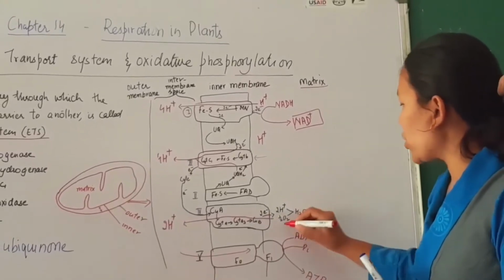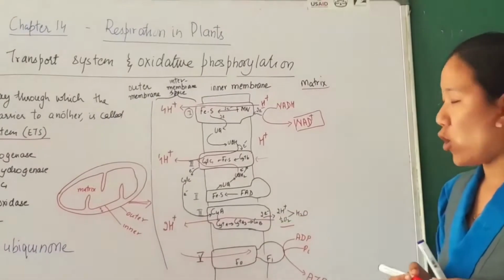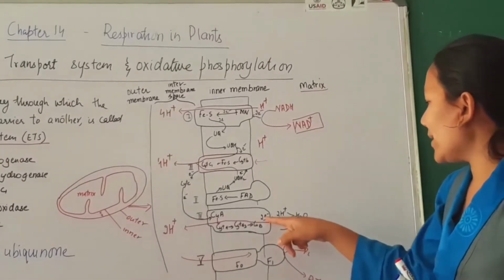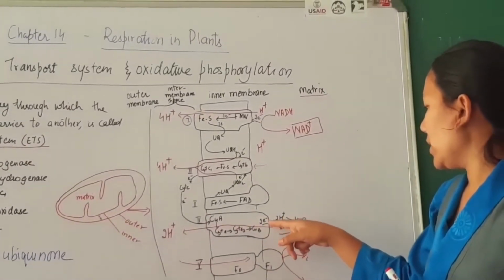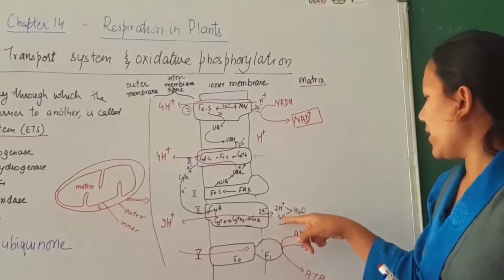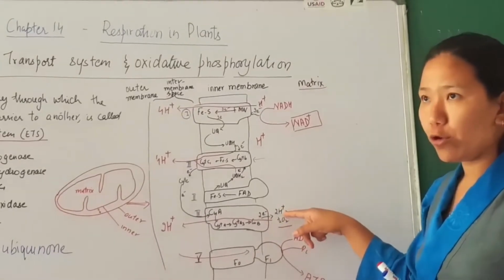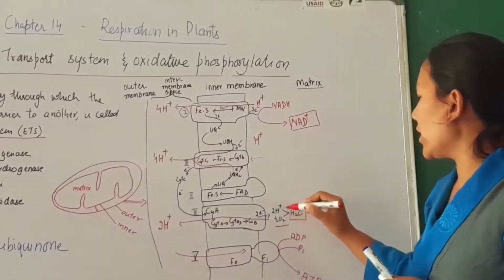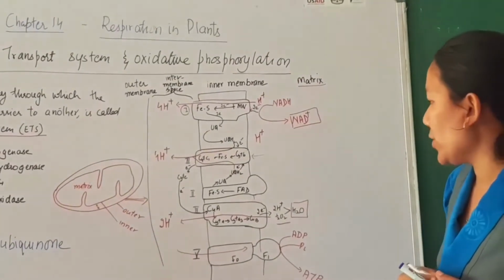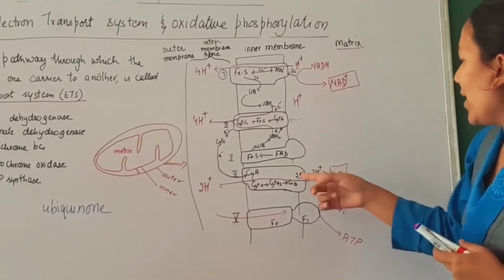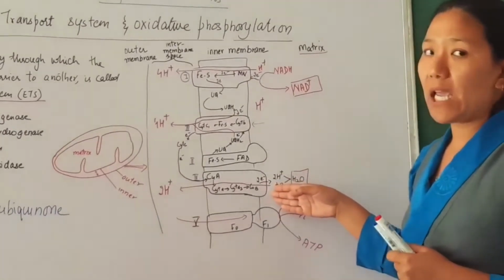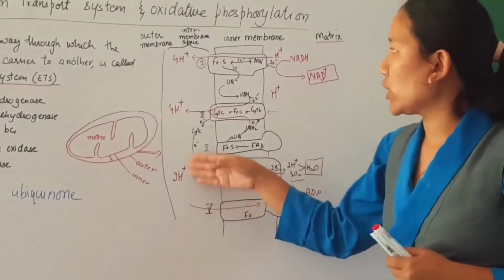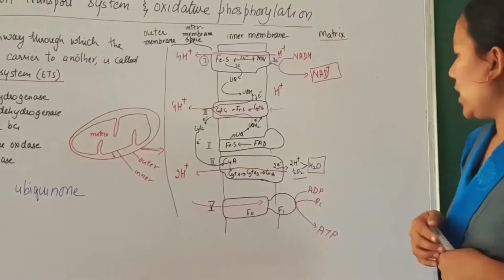So here comes the picture of oxygen, half an oxygen molecule, and this electron plus electron, and then oxygen and 2 molecules of proton combine to form a water molecule. So water is an important product during respiration, and at the same time it also pumps again 2 molecules of proton into the intermembrane space.